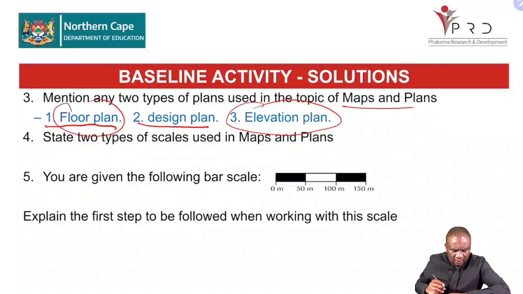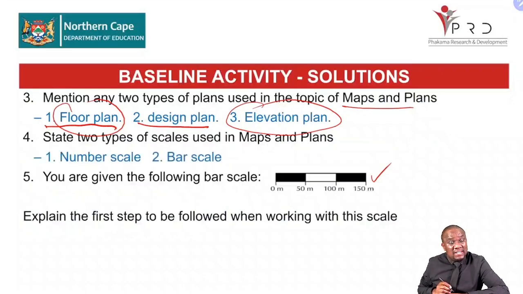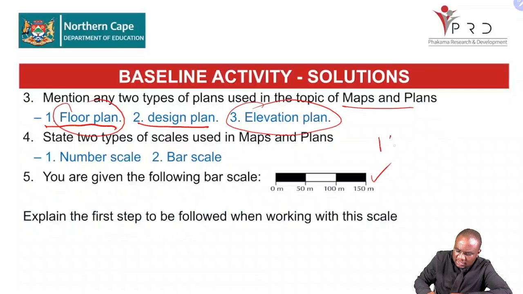Okay? State two types of scales used in maps and plans. One of them is here, what we can see there. That's a bar scale. We have mainly the number scale and the bar scale. The number scale is like saying 1 is to 200. That's a number scale. Then the bar scale is this one. That's a bar scale.